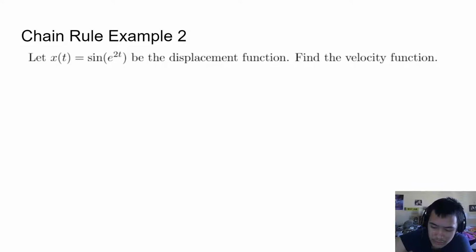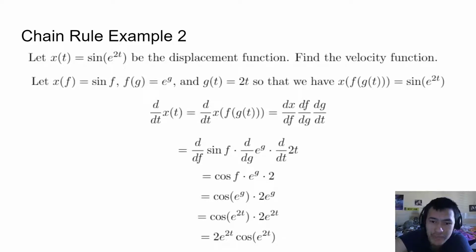Now for this one, as I said, we're going to use the chain rule twice. That means we have to define 3 functions. We're going to take x of f to be equal to sine of f, then f of g equal to e to the g, and g of t equal to 2t. So that way, when we take the g of t and plug that into f of g, we have e to the 2t, which is just this inner bit.